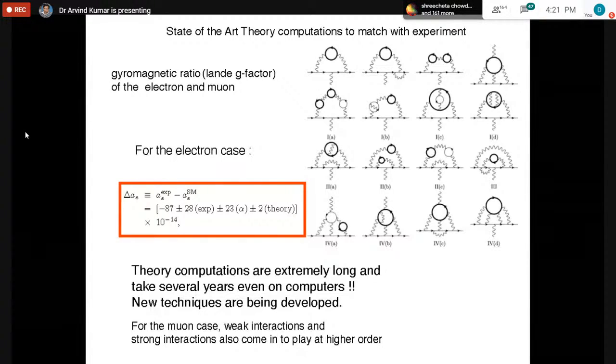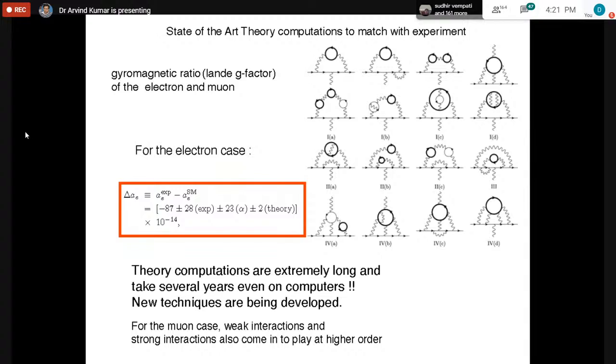So this is predicted to be 2. If you remove the 2, what remains is something called the a mu. Now you see, for both the electron and the muon, this Landé g factor is very well measured. And now there is a discrepancy with the experiment.